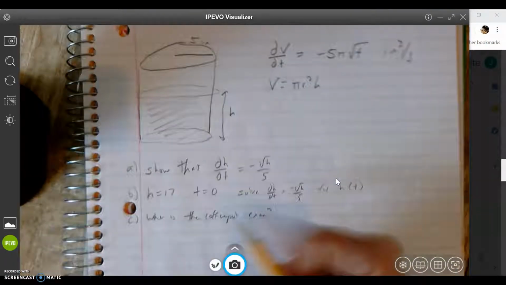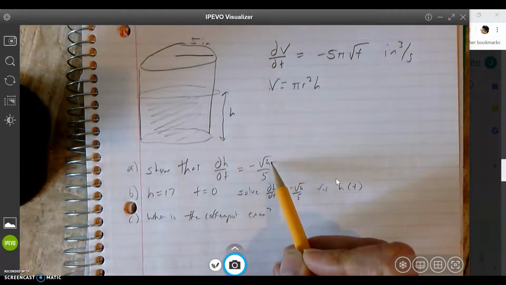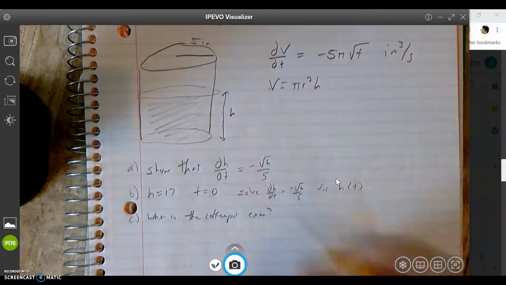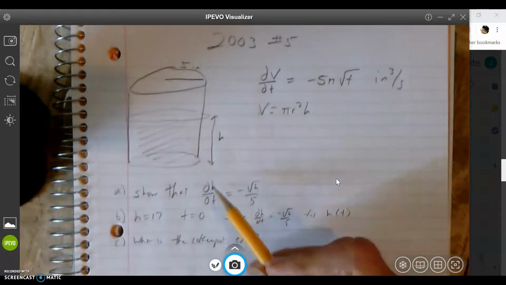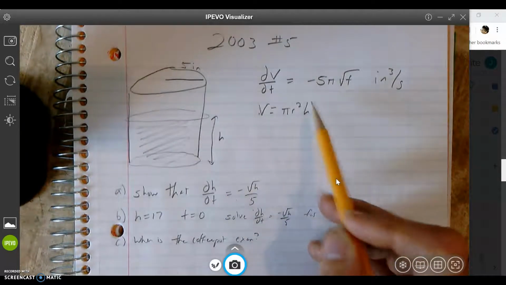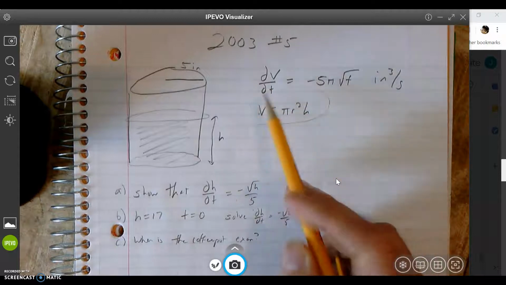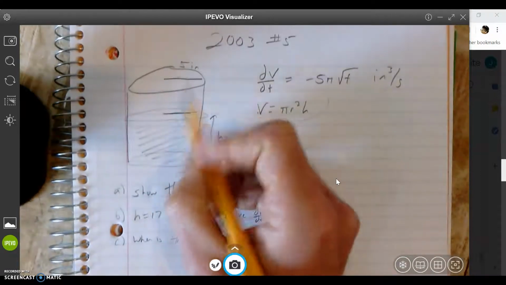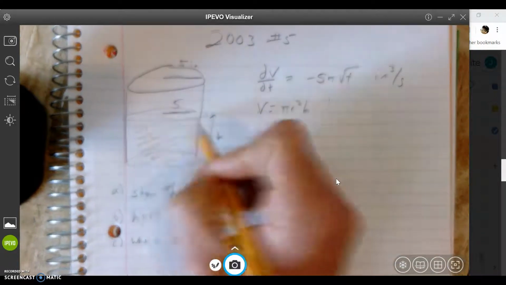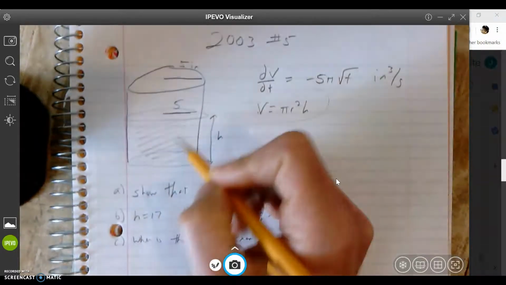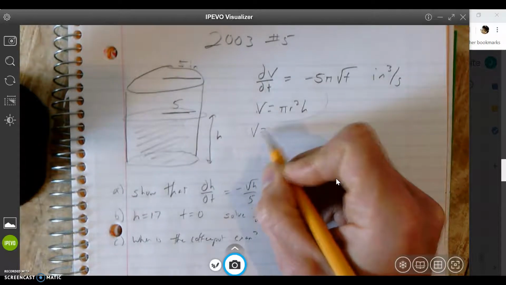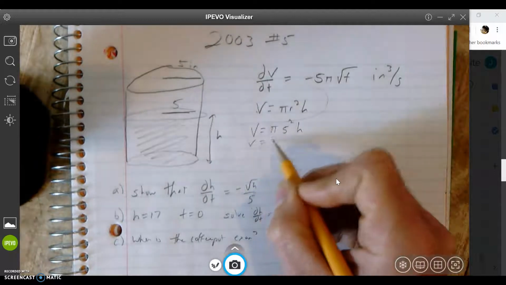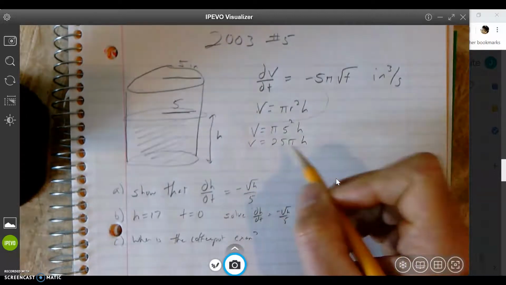All right, first thing, show that dH/dt is negative radical h over 5. So I have to show this. It gives me the answer, and I've got to get there with the given information. So dH/dt is the derivative of h in terms of time. I need to get there, because it also gives me dV/dt. We're talking about just the coffee. If this is 5, this is also 5, because the radius stays the same since it's just a cylinder. So the volume is pi 5 squared h, and so the volume is 25 pi h. You can just plug that right in.